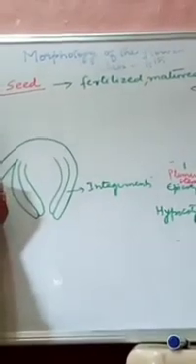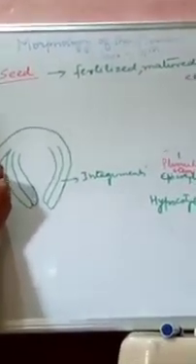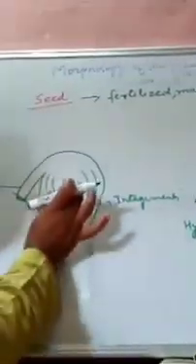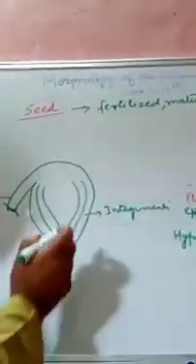Now this stalk is attached to the ovary, and here we see the placenta, which has given rise to this ovule. This is a typical dicotyledon ovule. From the diagram, these are the integuments. This is the outer integument, which gives rise to the testa, and this is the inner integument, which gives rise to the tegmen.